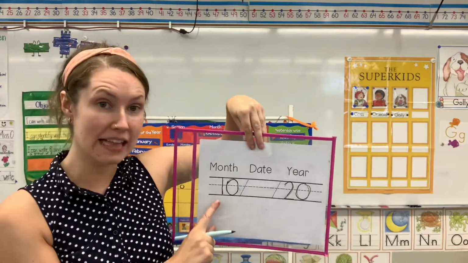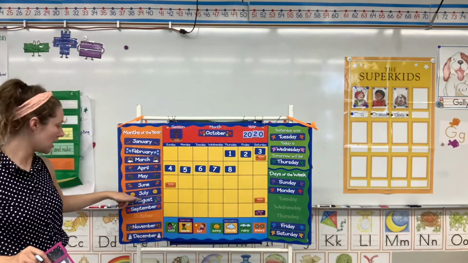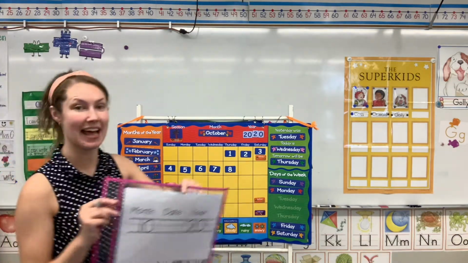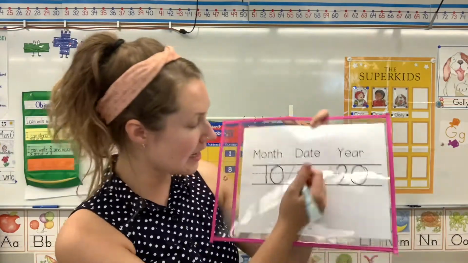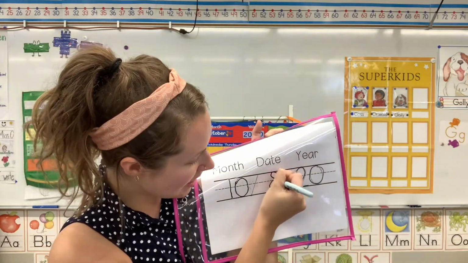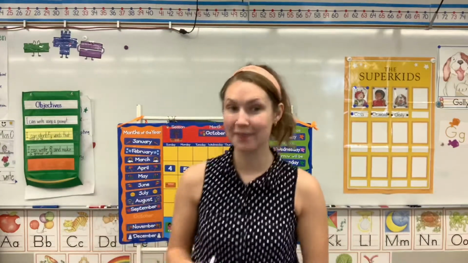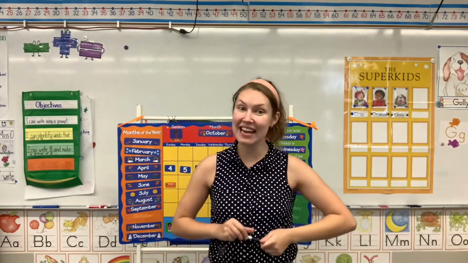So it's the 10th month of the year. 1, 2, 3, 4, 5, 6, 7, 8, 9, 10. The 10th month of the year. And it is the 8th day, making my S, and going back up. And it is the year 2020. Awesome work. Now we have our date all figured out.